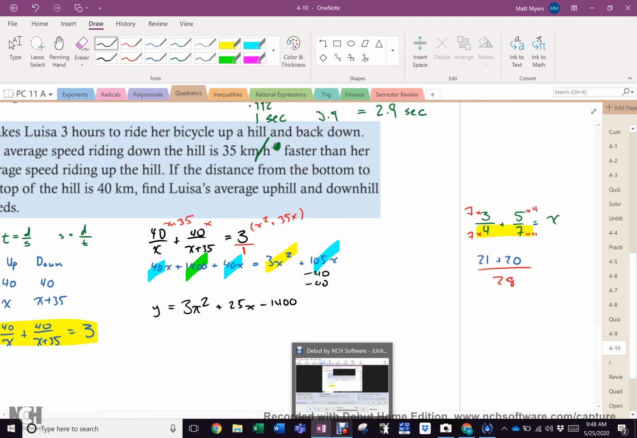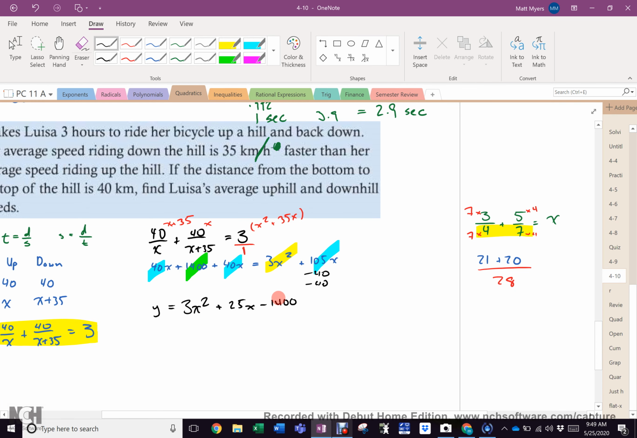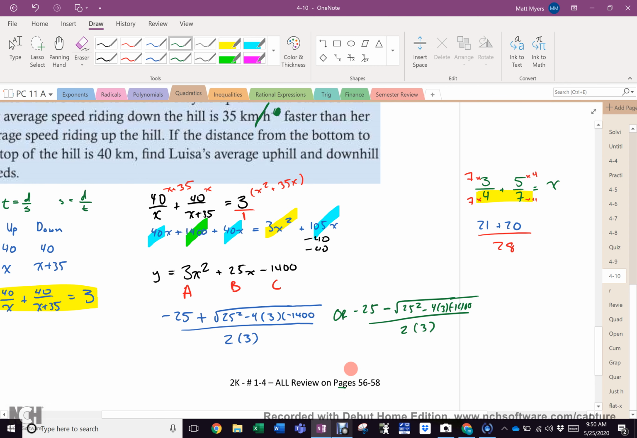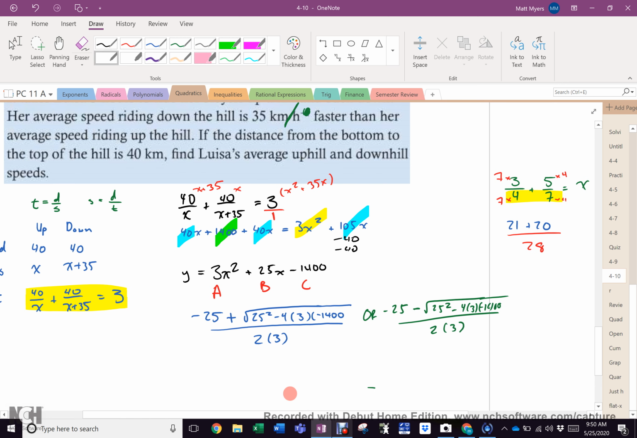Now all I got to do is find what x is. How do I solve for x there? I'll pause. There's a lot of methods. And we're back. How would you solve for x there? Well, I would hope that you would use the quadratic formula. So you would get negative 25 plus the square root of 25 squared minus 4 times 3 times negative 1400, all that over 2 times 3, or you would do negative 25 minus the square root of 25 squared minus 4 times 3 times negative 1400 over 2 times 3. And when you do those with your calculator, ignore this, that shouldn't be there. You're going to get two different answers, obviously.